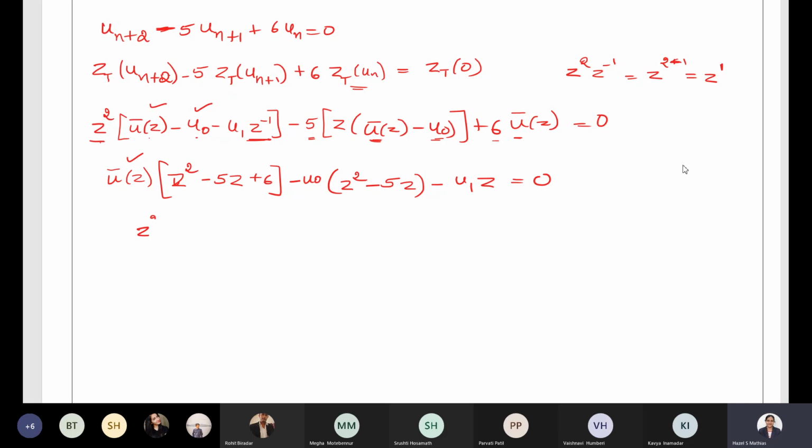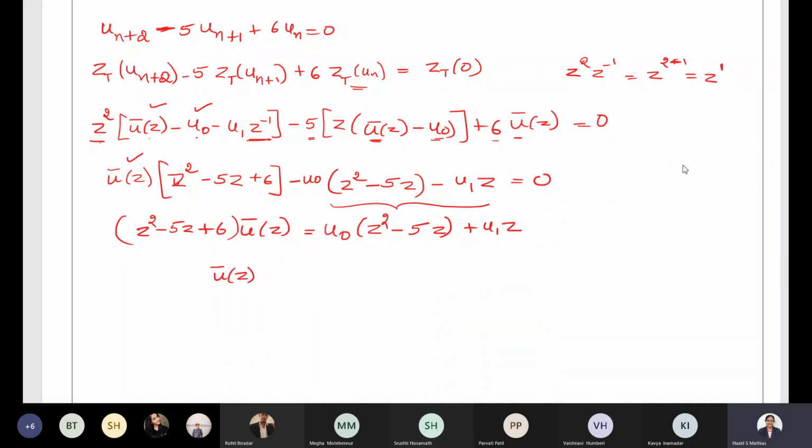Next step, what we do is we take z square minus 5z plus 6 into u bar of z, this entire term, to the other side. It will become u naught into z square minus 5z plus u1 z. Because we want to have this u bar of z, that's why I separate the terms. At the end I want to write u bar of z and I need to find the inverse z transform of that, so that I get the solution of this.